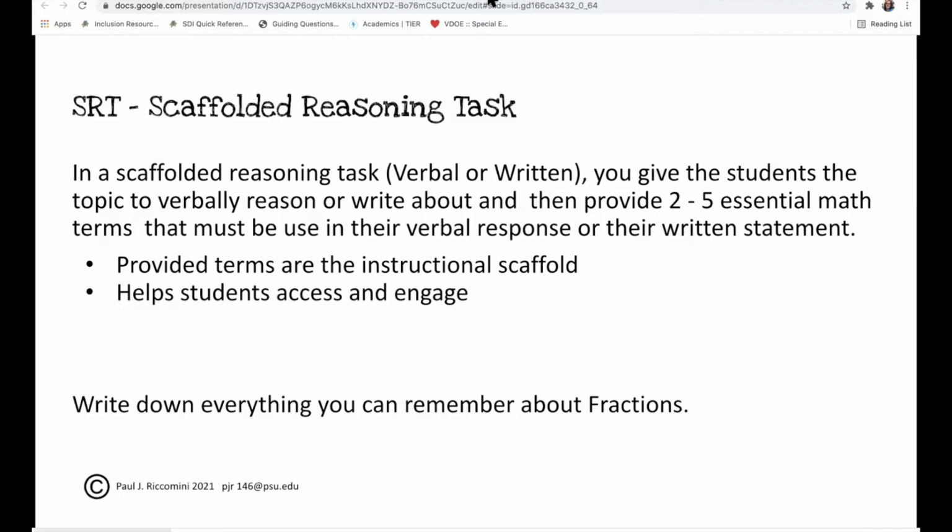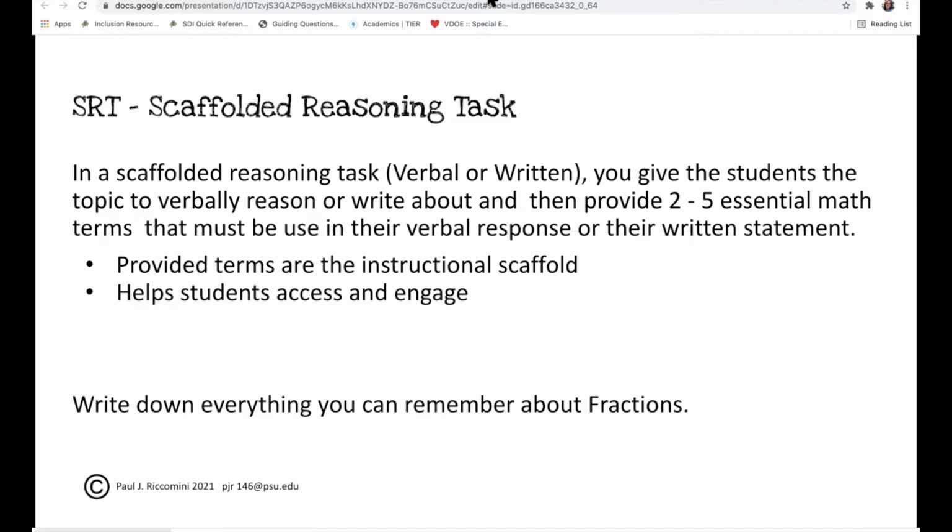Now, for your younger kids, it could be that they provide an example. So for some of your kids, it could be different things. So look at how you could create that rubric. And again, that's another way for you to measure, do they understand the scaffolded reasoning task?